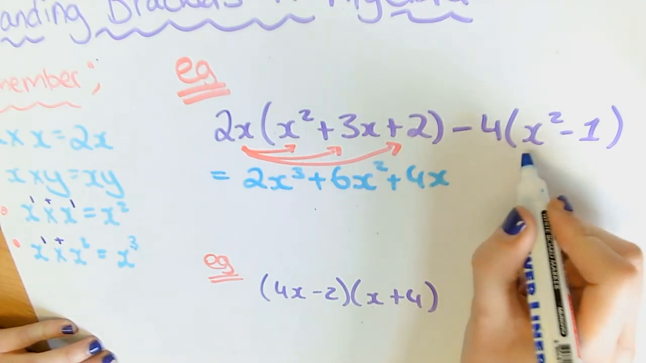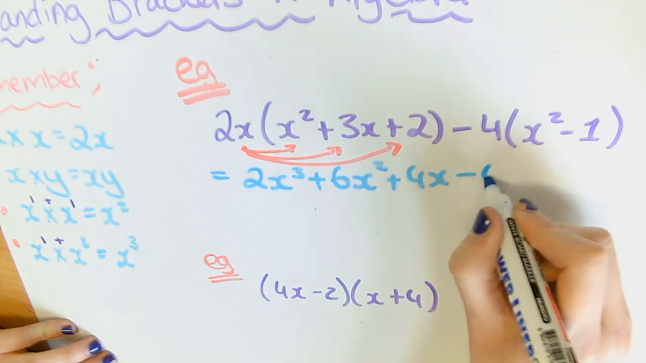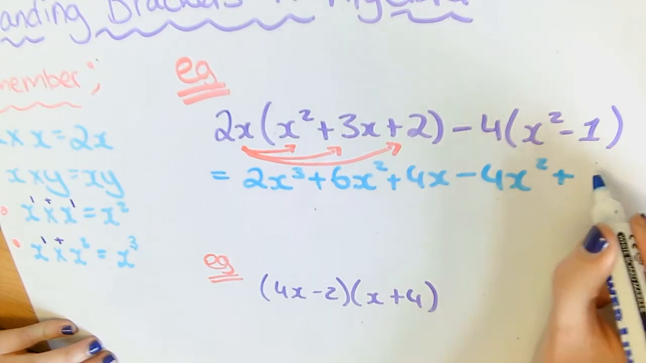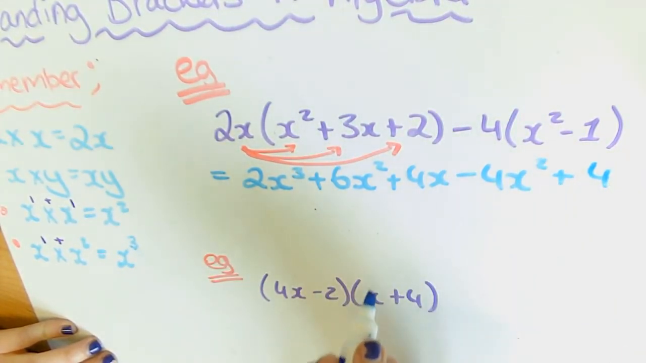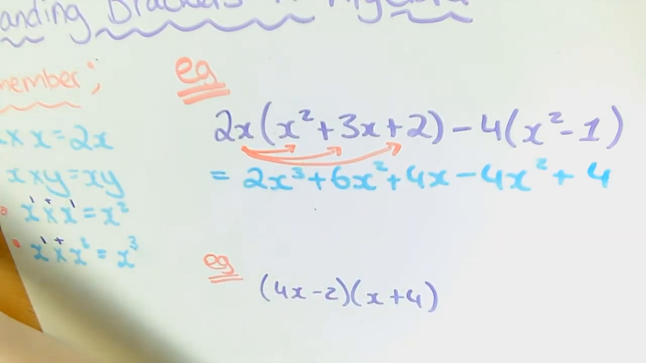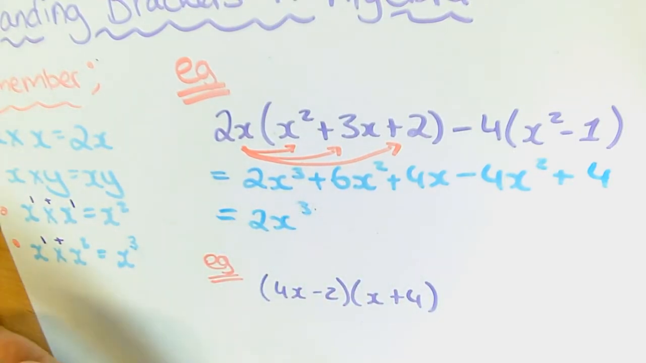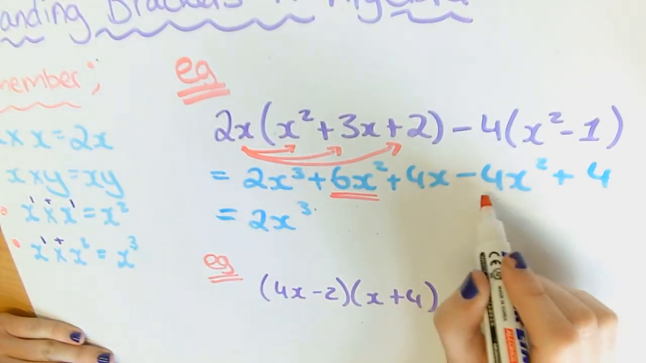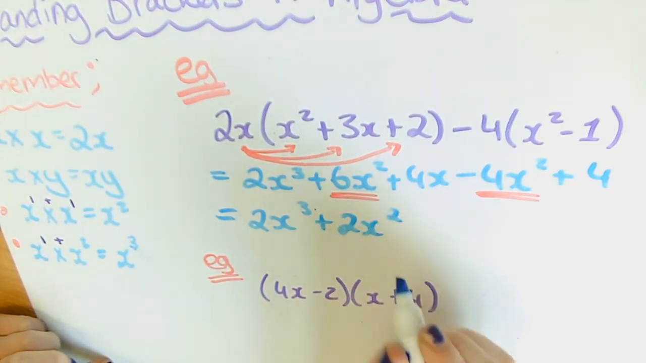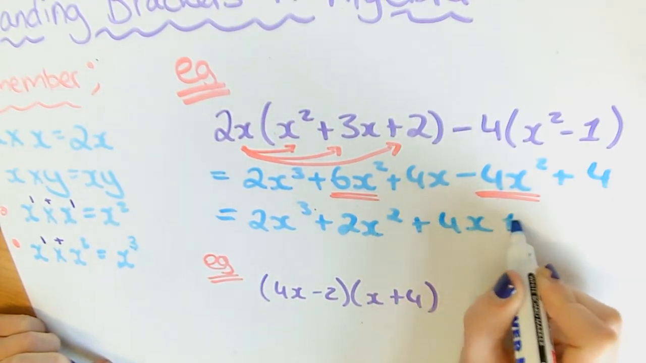Now in this one we have a minus multiplied in, so we could be changing the signs. Minus 4 by x squared just gives me minus 4x squared. Minus by a minus gives me a plus, and 4 by 1 gives me 4. So now I've fully multiplied out my brackets, so now I need to add my like terms. There is no other cubed, so I just stay with 2x cubed. There is another x squared, so I have 6x squared minus 4x squared gives me plus 2x squared. And after that, guys, there's no other like terms, so I just have plus 4x plus 4.